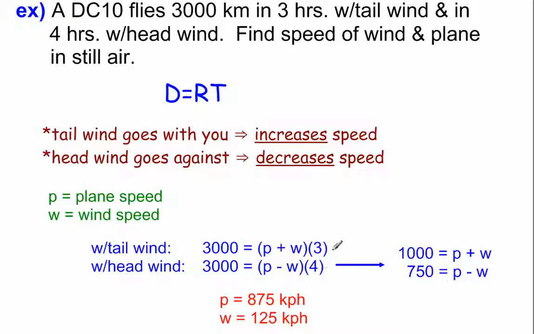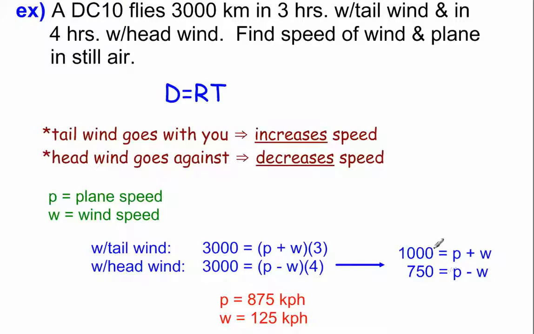Now here's a little trick I like to use. Instead of distributing at this point and then having to solve, I'm like, can't I divide the left and the right side by the same number? Of course I can. I divide both sides by 3,000 for the top one and get 1,000 equals P plus W. For the bottom equation, I'm going to divide both sides through by 4 and get 750 equals P minus W. Now this is very easy to solve either by substitution or addition elimination.